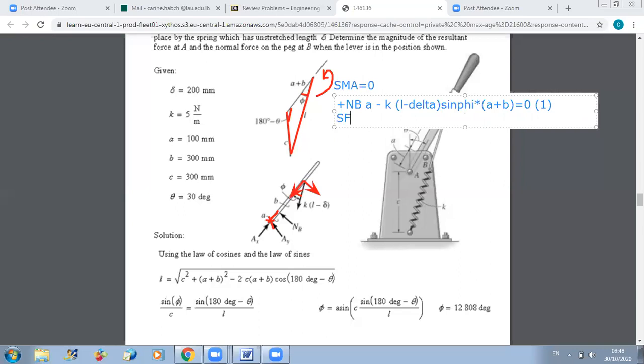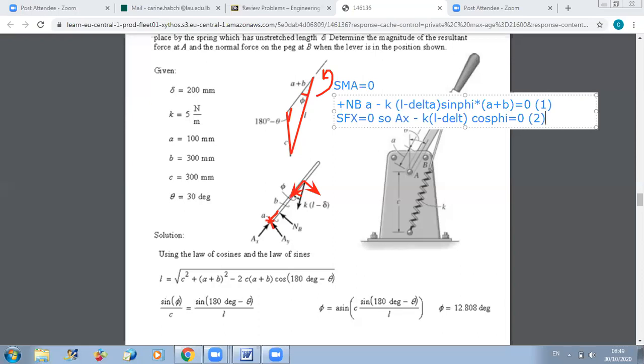So if I write sum of x equals to 0, what do I have along x? So I have AX plus, what is this second component along x? It is the component of the spring force. Yes, and as you can see, it's negative. So it's minus k times L minus delta. Okay, and I should project it on x, so I multiply by cosine of phi equals to 0. This is my equation number 2.